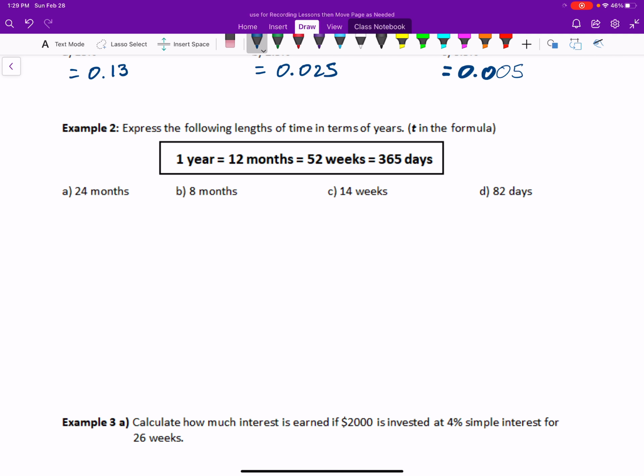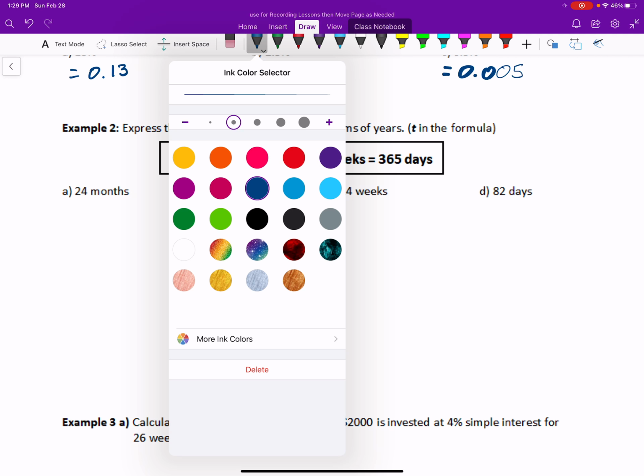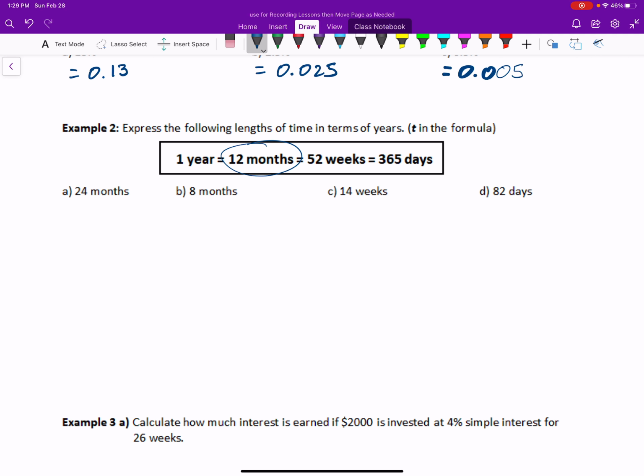Also, as I mentioned before, time is given in years. So sometimes you might be told the time of a loan in something other than years. You're going to have to convert it. So you need to just know that 1 year is the same as 12 months or 52 weeks or 365 days. So 24 months, since there's 12 months in a year, we'd just divide by 12. So 24 months divided by 12 is 2 years.